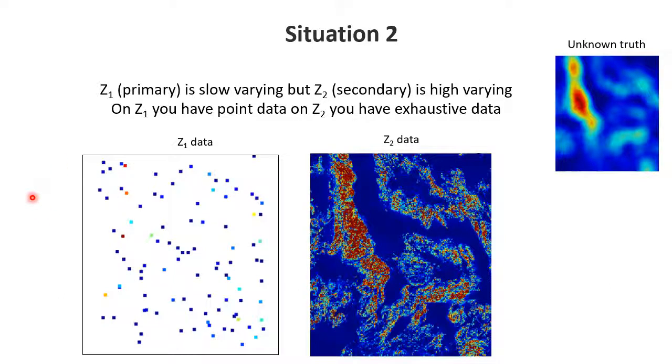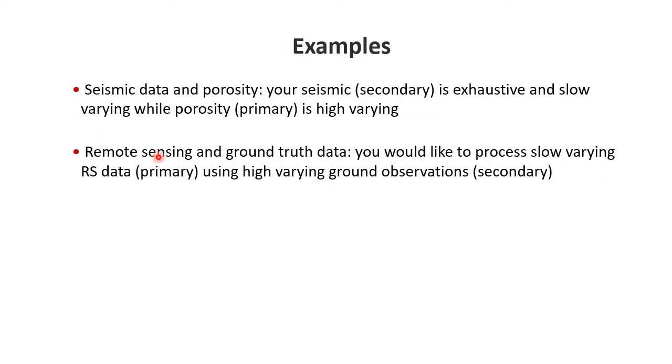That's not the only situation. We may actually have the reverse situation. We may have the situation where our primary data is very slowly varying and our unknown primary truth is very slowly varying, but the information we get on it is very highly varying. So the Z2 variable is now highly varying. So I kind of switched the whole situation around. So one is really the subsurface case, as I mentioned, for example, seismic data and porosity. So where seismic we'll call secondary or soft data, and the primary or hard is then the porosity.